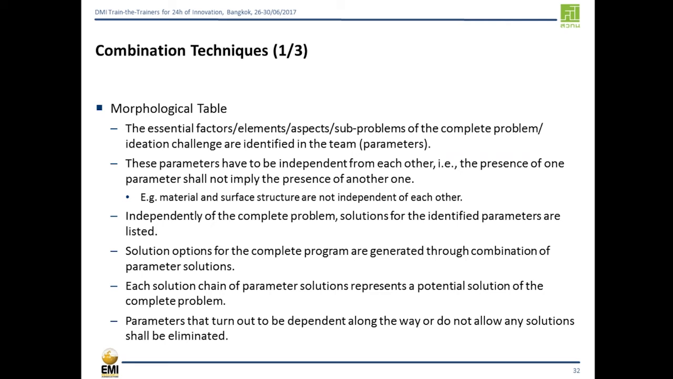And then the idea is first to, independently of the complete problem, find solutions for the identified parameters. So more or less you force yourself, which sometimes helps, because your brain sometimes needs a focus on a particular aspect. If you always have the complete picture, then it might be difficult, because for a particular parameter you're always constrained by the other parameters and things like that. Okay? And then you find solutions through combinations of the parameter solutions, which might inspire you with solutions that you wouldn't have thought about, because you have never looked at the different parameters independently of each other.